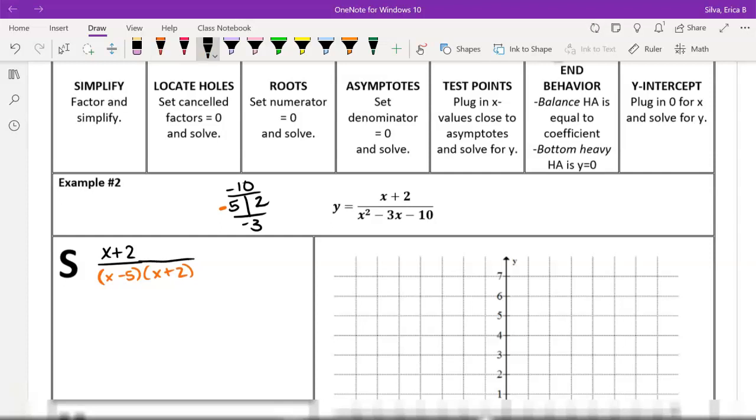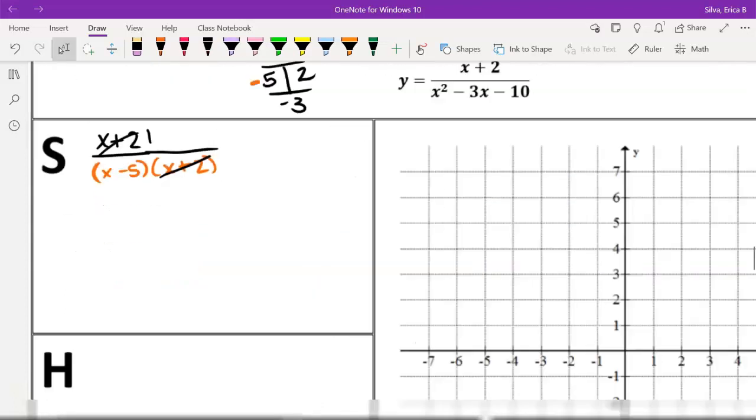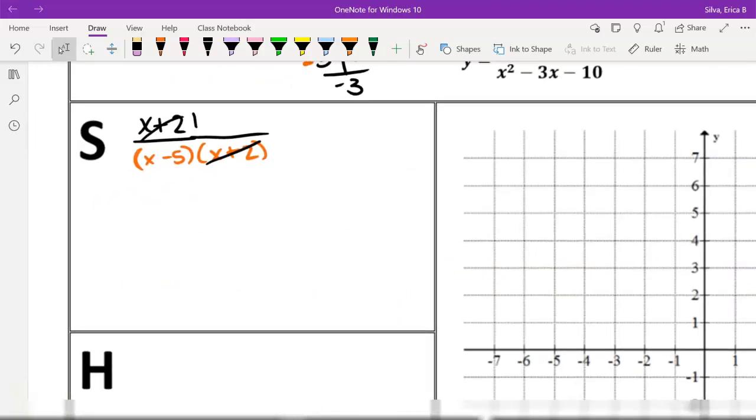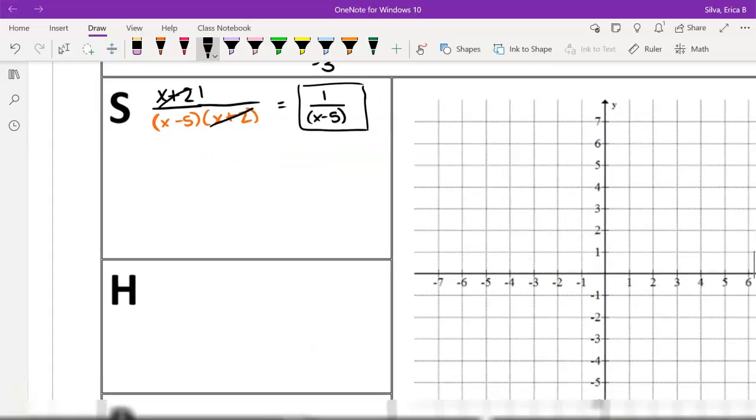You notice we can cancel out that x plus 2. And remember, when anything cancels, it's basically equal to 1. So my numerator is going to be 1, and my denominator is now going to be x minus 5. So this is the expression we're going to be using for the rest of the graphing part.